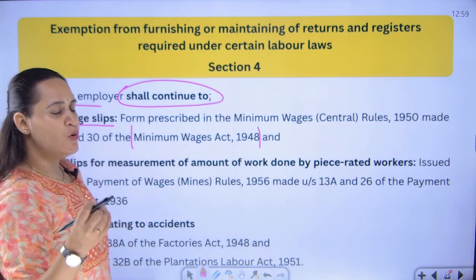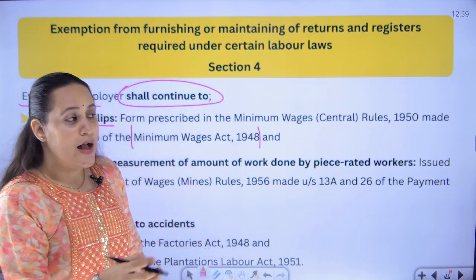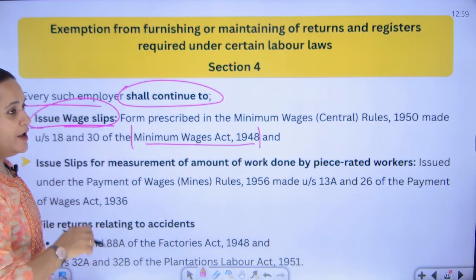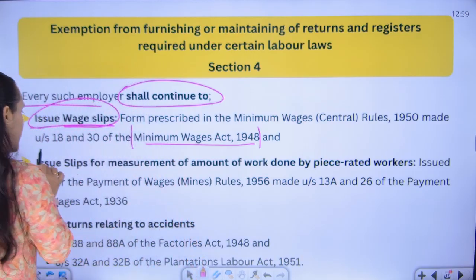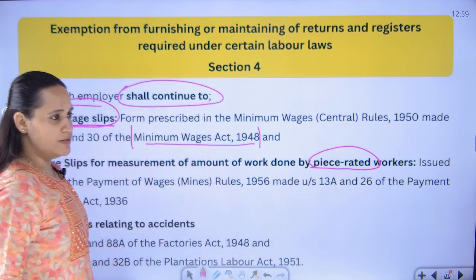So even if you are only maintaining Form 1, Form 2 and Form 3, in addition to that, under Minimum Wages Act, we issue something called as wage slip. You should continue to issue that wage slip to your workmen. Next, issue slips for measurement of work which is done by piece rated workers.